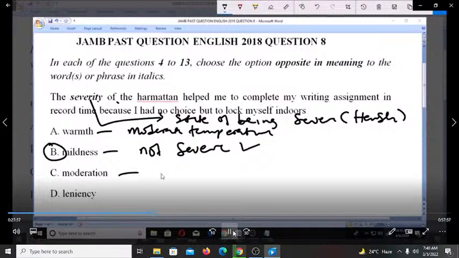Moderation is something that is moderate, just like warmth. But while warmth has to do with temperature, moderation has to do with something that is moderate. But in this context, the moderation of the harmattan, the structure of the English is not very good. Leniency is also something that is not harsh. But in this context of harmattan, you have to pick something that will fit comfortably, and that's why mildness is the right option for this. Thank you.